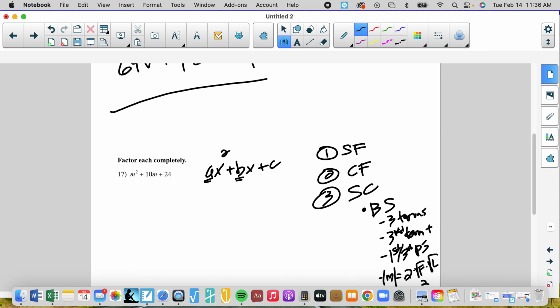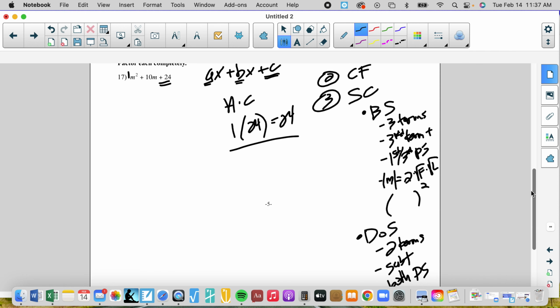The coefficient of x is my b value, and the constant is going to be my c value. So when I say a times c, my a is 1 and my c is 24. So I'm going to multiply 1 times 24, and I get 24. And the next thing I'm going to do is write the factors of 24.